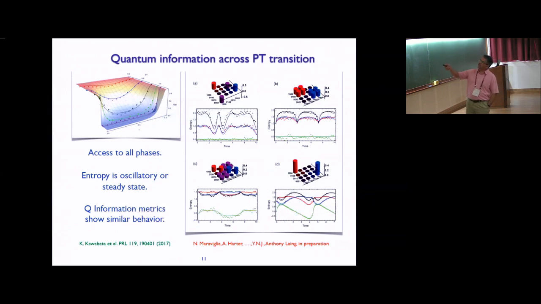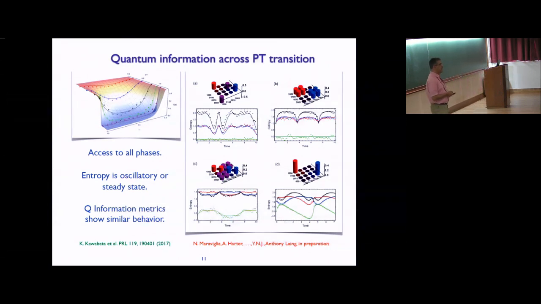Yeah. So in this case, again, all the lines are theory, all the points are the experimental data, where we started, took a single photon, evolved it, obtained the density matrix, calculated the entropy, and saw what happens, basically. And what you see is what you expect, again, essentially, that the entropy shows oscillatory behavior, and then it goes over to a steady state value, either algebraically or exponentially, depending on whether you are at the exceptional point or in the PT broken phase.